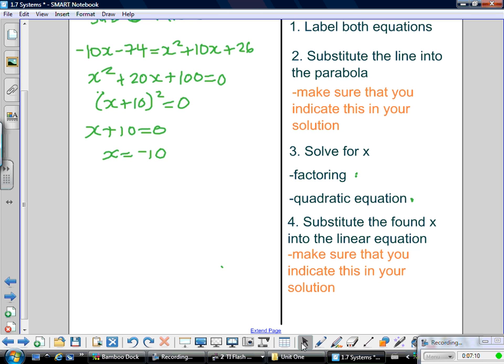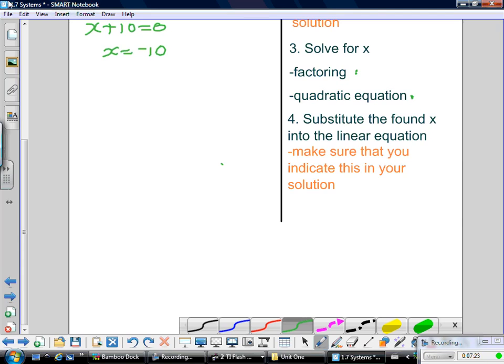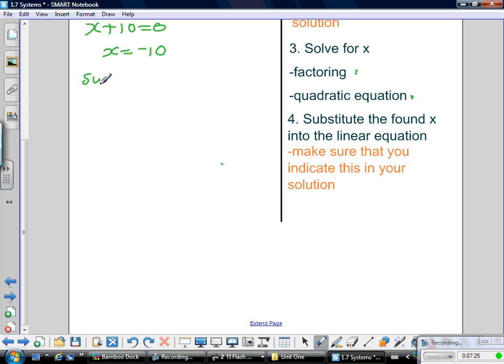Okay, so what I'm going to do now is tell whoever is reading my solution what I'm going to do. So I'm going to say sub x equals negative 10 into my line, which was equation 2. So I end up with y equals the x I found, negative 10, minus 74.